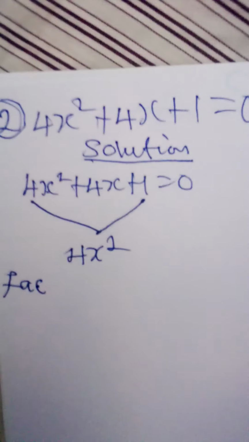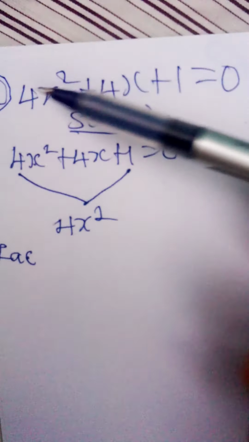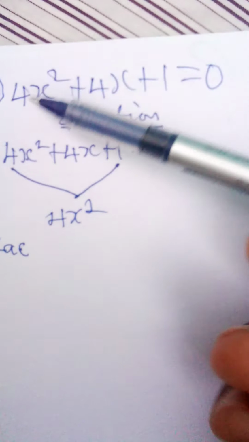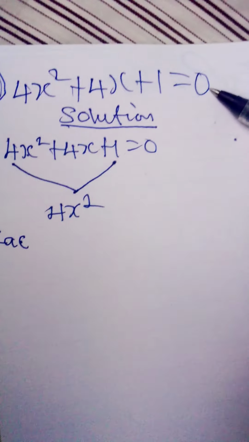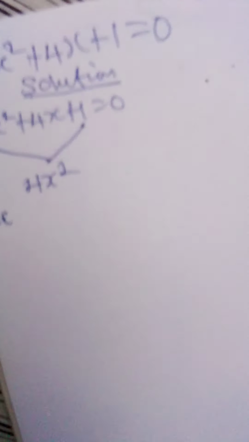Example 2 from quadratic equation. Number 1 of it, we have 4x squared plus 4x plus 1 is equal to 0. Solution. In the solution, we have 4x squared plus 4x plus 1 is equal to 0.